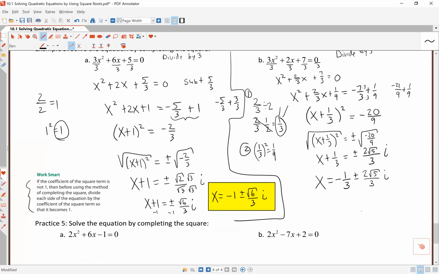We can write the answer like that, or since they both have a denominator of 3, we could make one division bar.